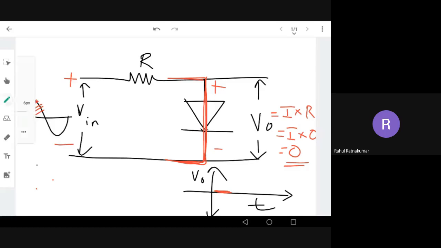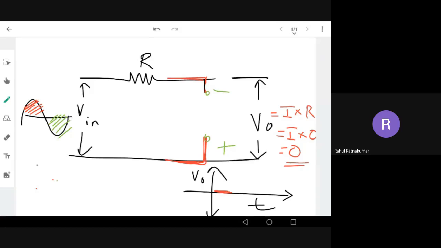Now what about the negative cycle? In the negative cycle, the diode is reverse biased, right? This is minus, this is plus. So what happens? It should be represented by an open circuit, right? So what happens in the open circuit? There are two resistances, R and a very high resistance. The diode resistance R_D becomes very high or infinity. So all the input voltage is going to drop across your R_D. We can say the whole negative voltage is going to drop across the diode.